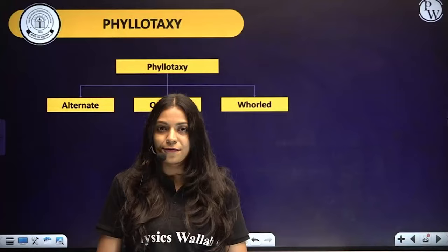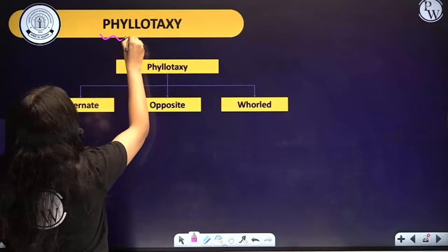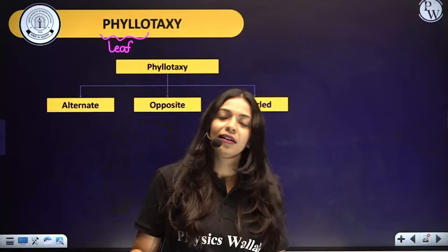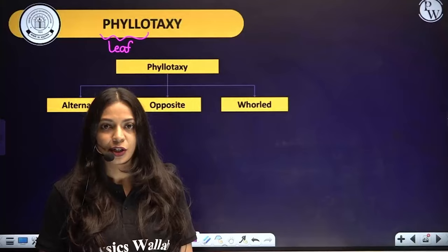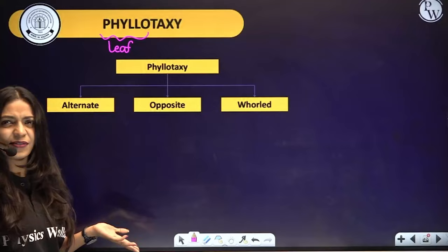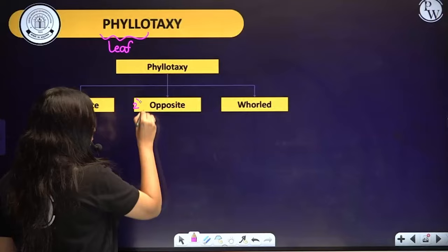Now, let's talk about phyllotaxy. Phyll in botany means leaf. Anywhere you hear the term phyll, P-H-Y-L, you should associate that with leaves. Remember chlorophyll. Chlorophyll is the pigment that is found in leaves mostly, right? So phyll is the term that you generally associate with leaves. So phyllotaxy is basically how these leaves are arranged on the stem. You have three different types. There's alternate, opposite, and whorled.